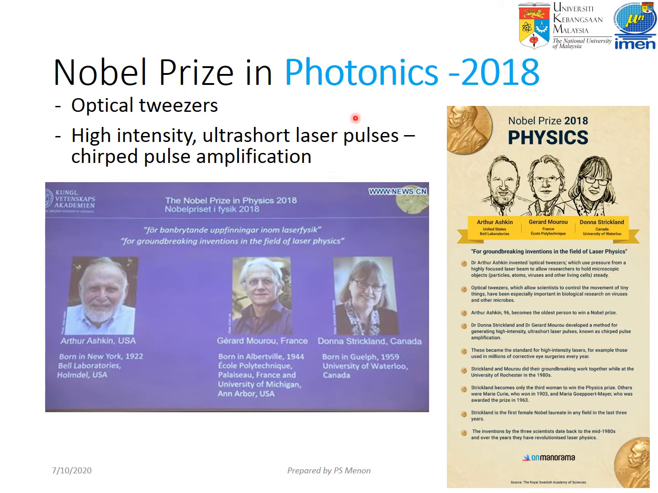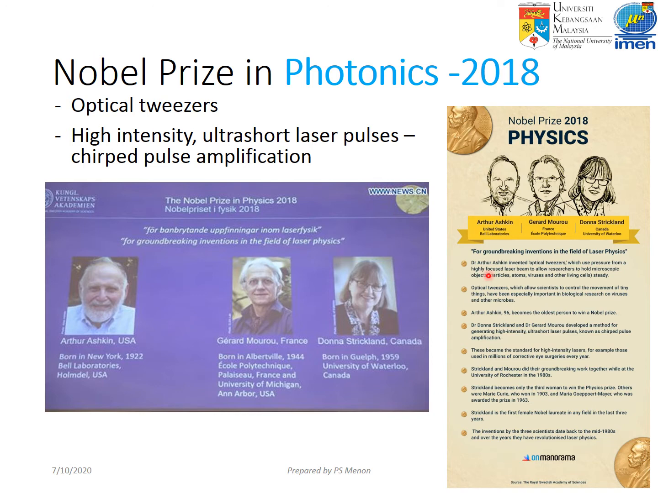And finally in 2018, another Nobel Prize in Physics, mainly in photonics. This is for optical tweezers and also high intensity ultra short laser pulses, which we also call chirped pulse amplification. Three researchers: Arthur Ashkin from USA, Gerard Mourou from France, and Donna Strickland from Canada. Their Nobel Prize is for groundbreaking inventions in the field of laser physics.